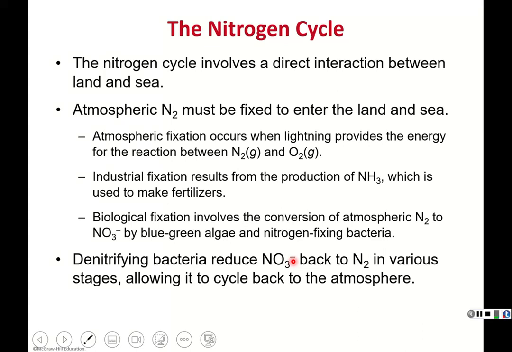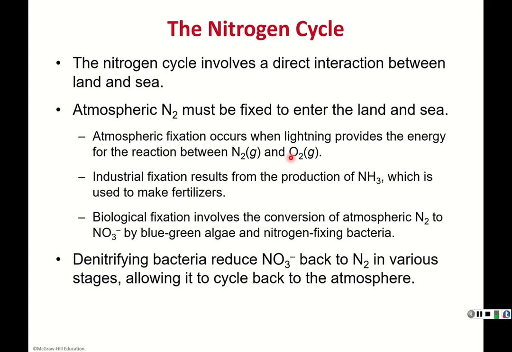So then, much like the carbon cycle we talked about last lecture, nitrogen has a cycle. The nitrogen cycle involves direct interaction between land and sea. Atmospheric nitrogen must be fixed to enter the land and sea. Atmospheric fixation occurs when lightning provides the energy for the reaction between N2 and O2, so nitrogen can be fixed naturally without a biological source of the fixing.